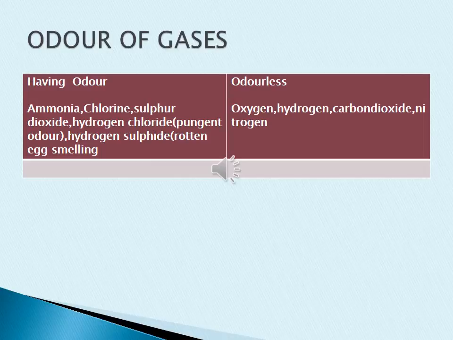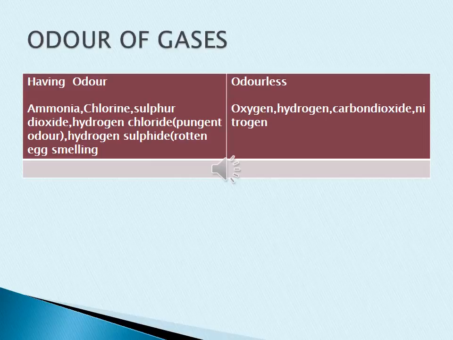Ammonia, hydrogen sulfide. Hydrogen sulfide is rotten egg smelling. அழுகிய முட்டை வாசனை உடையது. So that is rotten egg smelling.